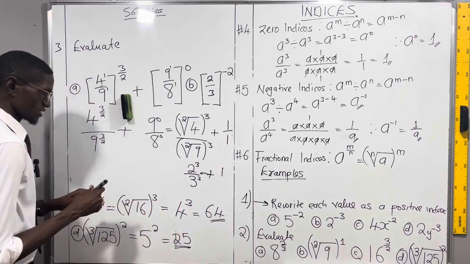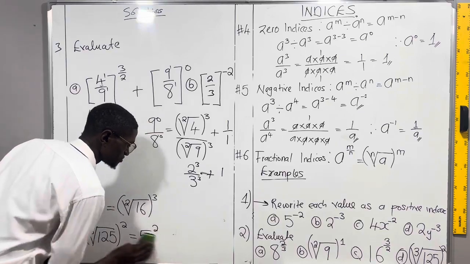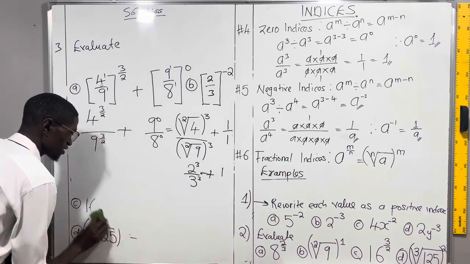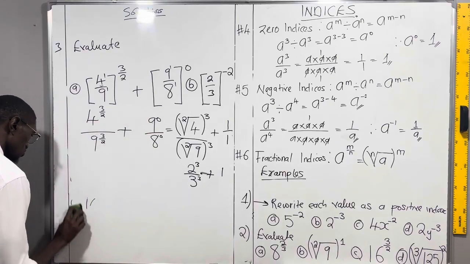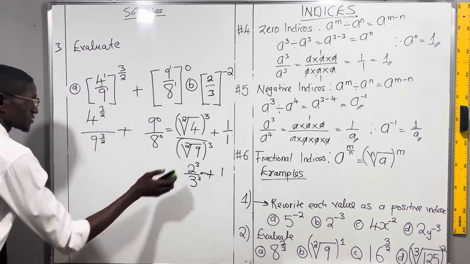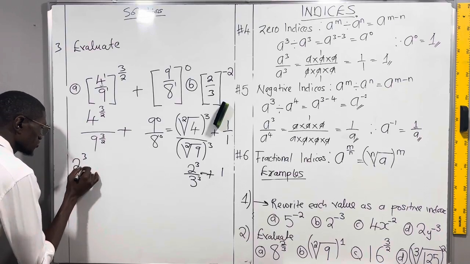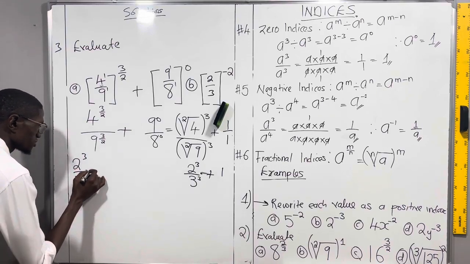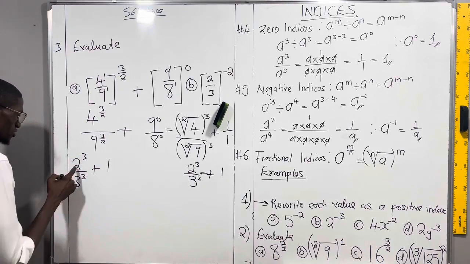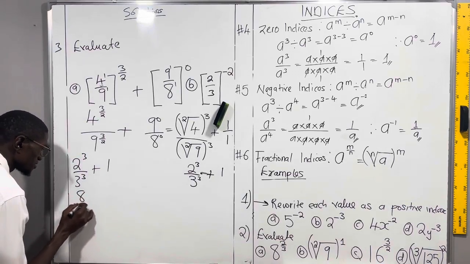Alright, let me erase the bottom part. We need more space. So this one is a step-by-step solution, but I'll show you a shortcut. Okay, so let us bring what we have this side. 2 cubed, 3 cubed plus 1. Okay, 2 cubed gives us 8.